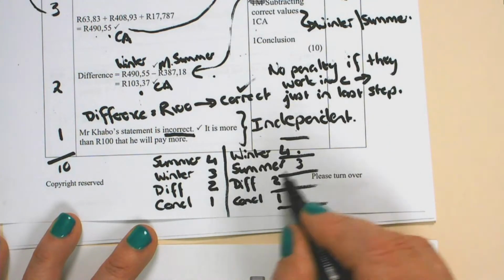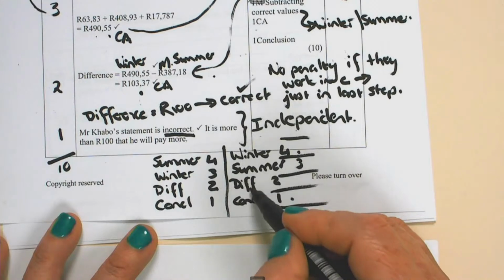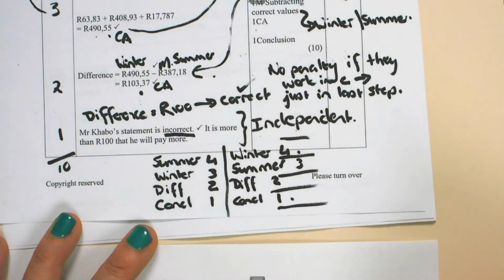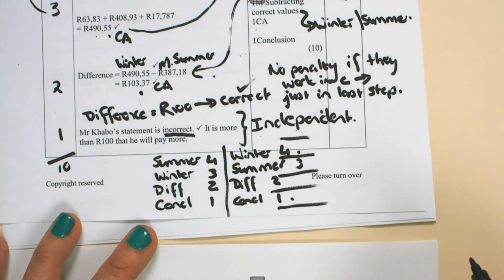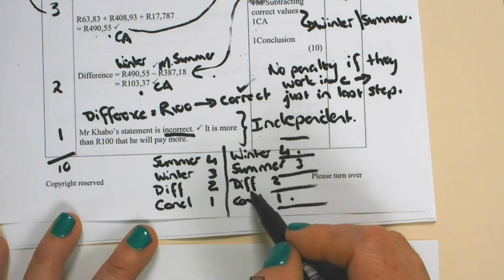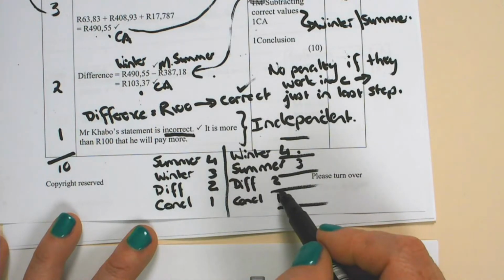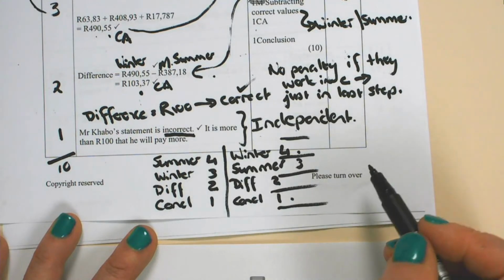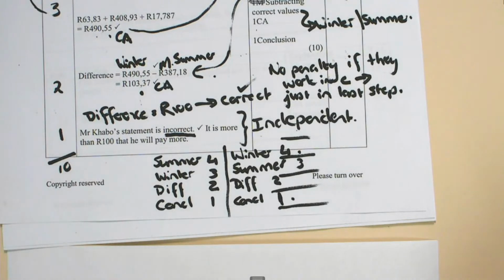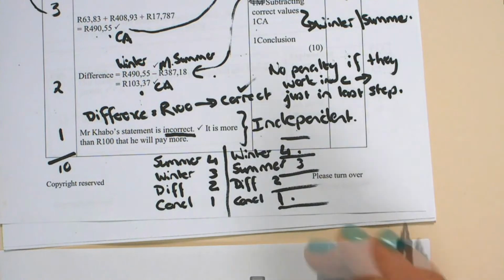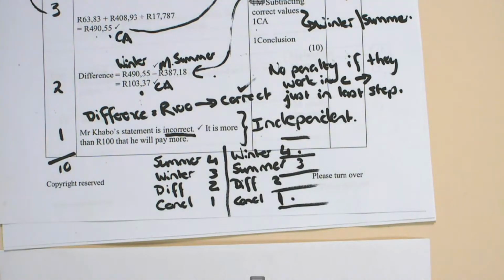You can do, if they get a winter, they get a summer, and then they go and get a difference. But if the winter is totally wrong and the summer is totally wrong, you can still mark the difference, and you can mark the conclusion. If all of these are correct and a difference is calculated and it's more than 100 rand and the conclusion is correct, the learner can get the conclusion mark. So check up to the end whether it's not possible for learners to maybe get some marks, although they did not do the whole thing correctly.